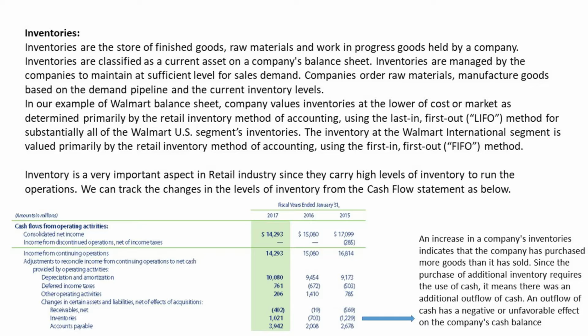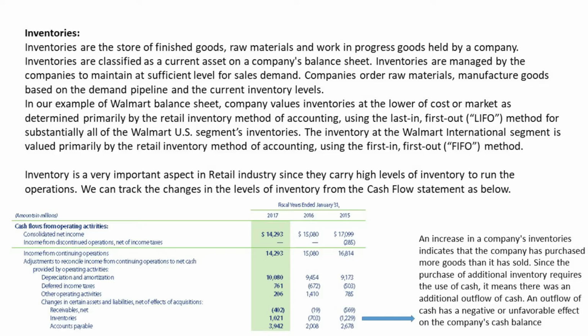I mean, from the flow of the goods from raw materials to the manufacturing machines and production lines, and then how much to plan for just-in-time delivery for meeting the pipeline and moving into the shelves are all part of inventory management. A typical example of inventory management is discussed here in Walmart's case. In Walmart's case, the company values the inventories at the lower of cost or market as determined primarily by the retail inventory method of accounting.